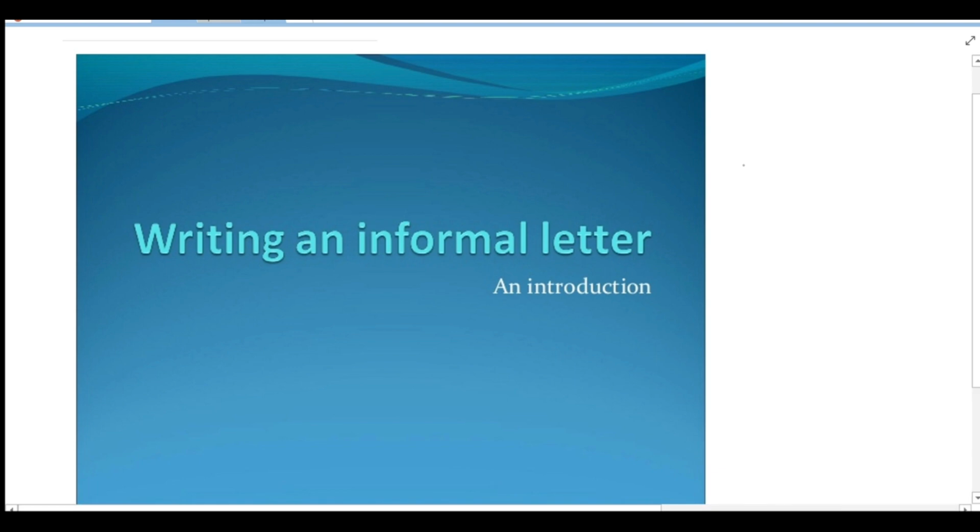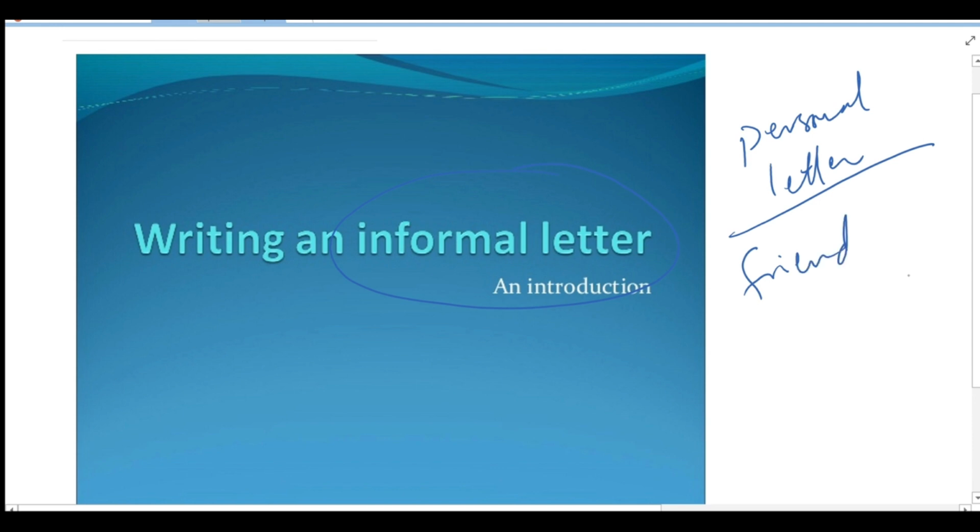Hi students, today we are going to talk about writing an informal letter. An informal letter is also called a personal letter, or sometimes a friendly letter. Now why is it called a personal letter or friendly letter? Because an informal letter is sent to friends and family members.